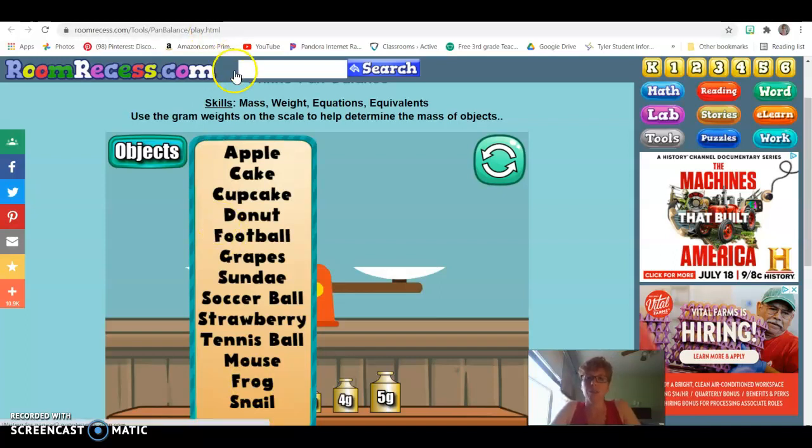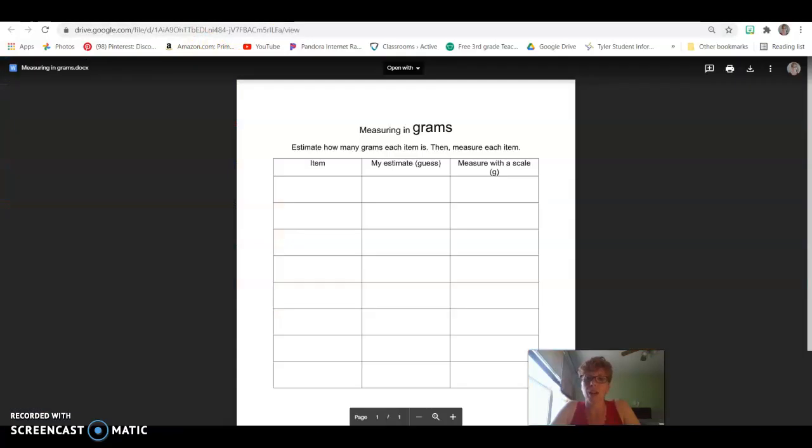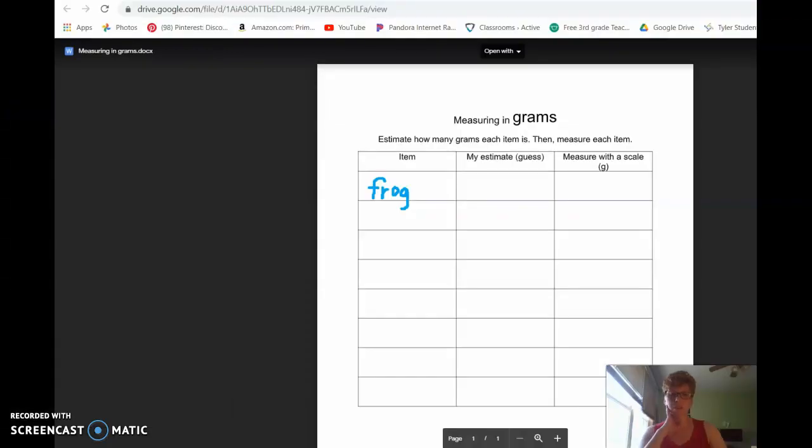What I want you to do is find 1, 2, 3, 4, 5, 6, 7, 8 of these objects. Choose 8 of them. I don't care which ones you choose, but write down 8 of them. Okay? Let's say that Mrs. Stallcup is going to choose a frog. So give me just a minute. I'll have a frog up on my piece of paper. All right, I have written frog down on my piece of paper. Now, you don't have to choose a frog. This is just my example, so you can choose something else. Okay? So now I have written frog down.